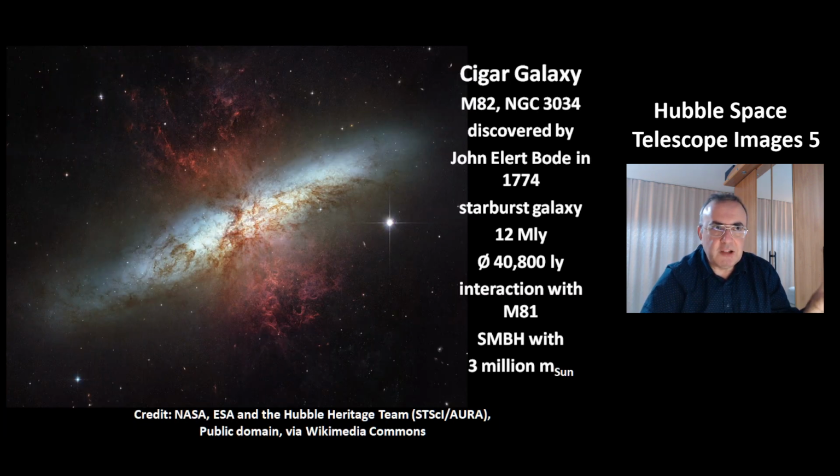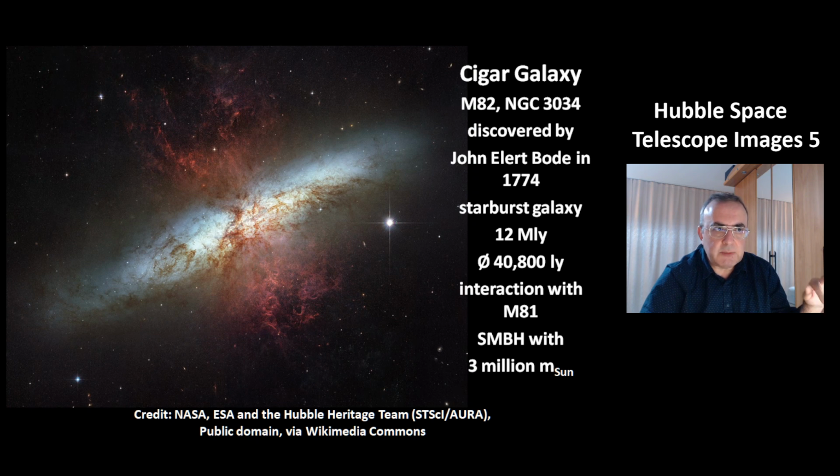This is a picture of the Cigar Galaxy M82, NGC 3034. This galaxy was discovered by Johann Elert Bode in 1774. It's a starburst galaxy at a distance of 12 million light years. Diameter is 40,800 light years, which means it's about 40% of the size of the Milky Way.